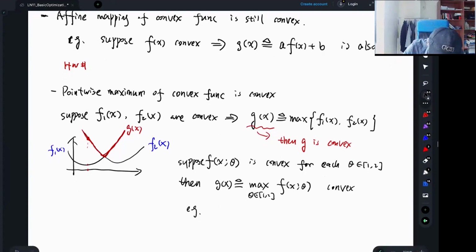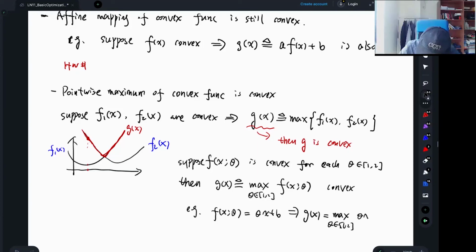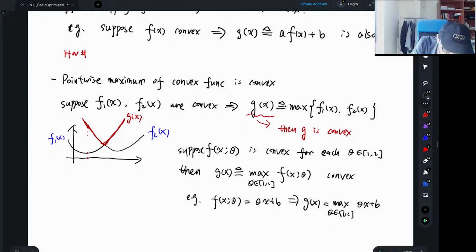If I give you a concrete example, let f of x and theta equal theta x plus b. For each theta, this is a linear function, which is convex. So I can define the max over theta belonging to 1 to 2 of theta x plus b. This is also a convex function with respect to x. So that's this property.